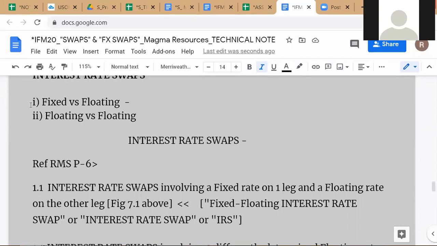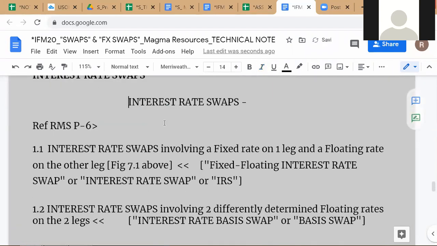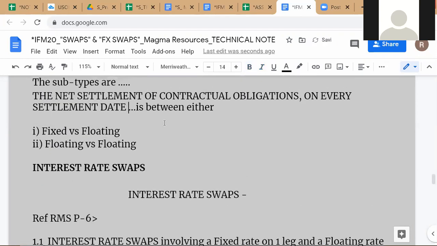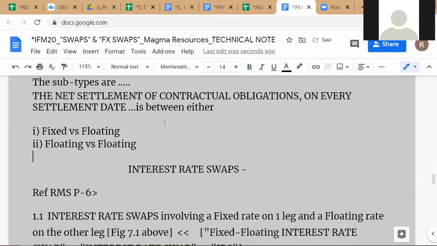Yeah, so we can remove this actually, because we have this general subtypes. Okay, so we'll remove this also. Now we are discussing interest rate swaps in detail.